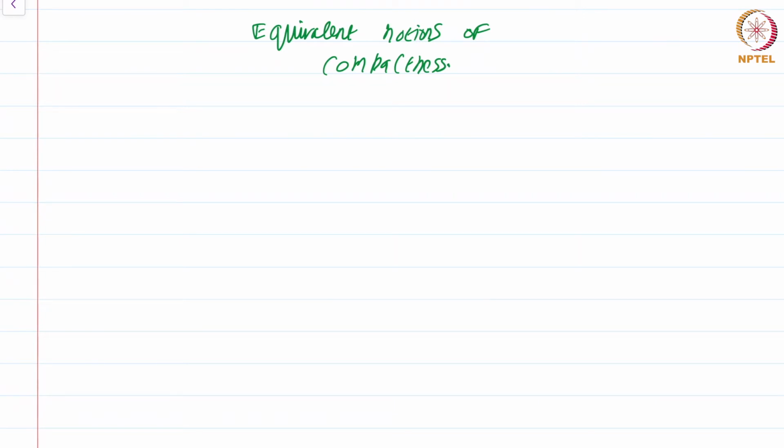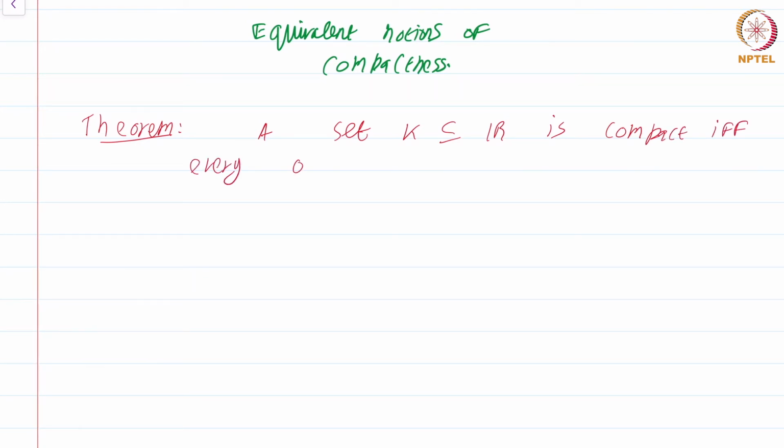In this module, I shall characterize compactness in terms of open covers. So without further ado, let me state the main theorem that we are interested in. A set K subset of R is compact if and only if every open cover of K has a finite subcover. Let's prove this.